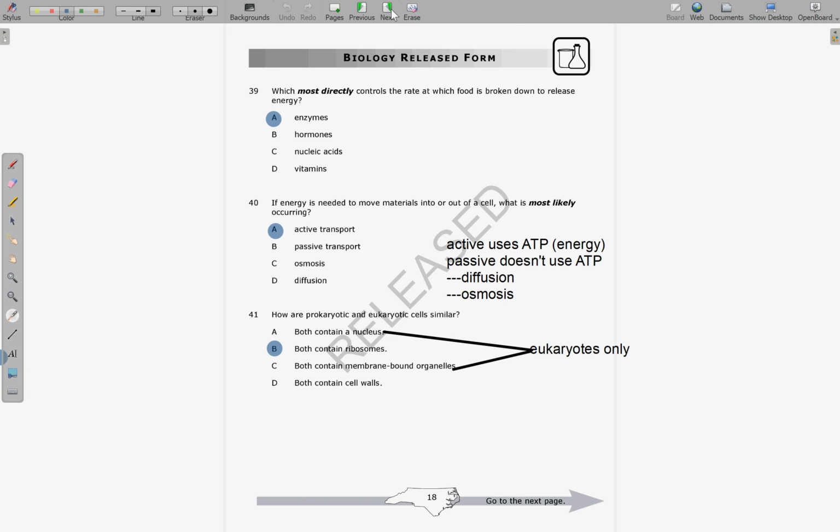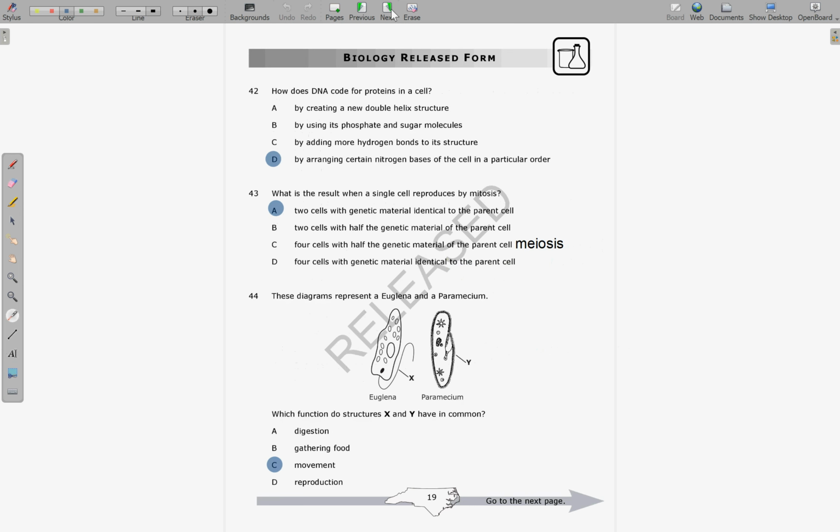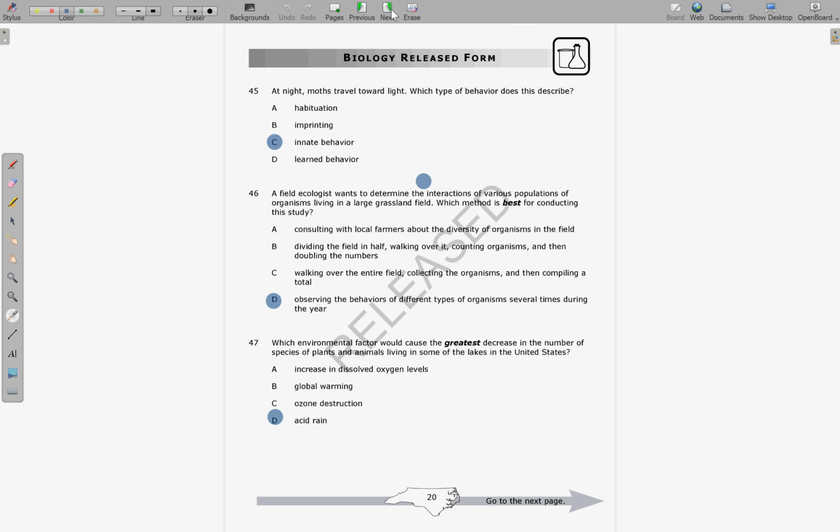Eukaryotes have a nucleus and membrane-bound organelles. Prokaryotes do not. But what makes them similar is all cells have DNA. All cells have ribosomes. All cells have a cell membrane. You can read through these on your own. Flagella and cilia are both used for movement. That's why 44, the answer is C. You can read through these on your own.